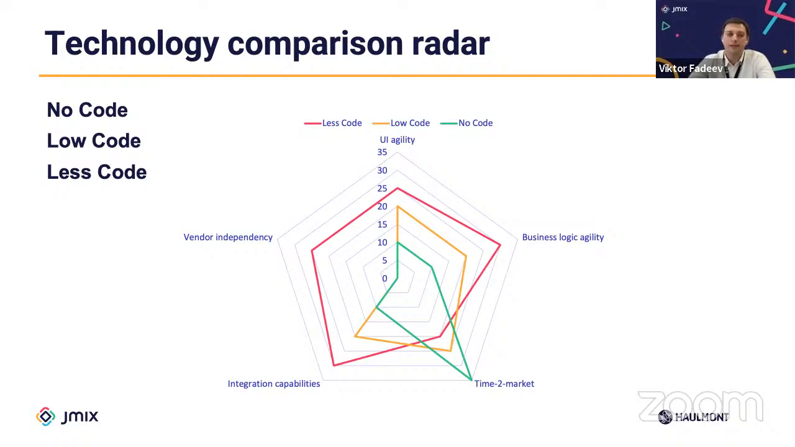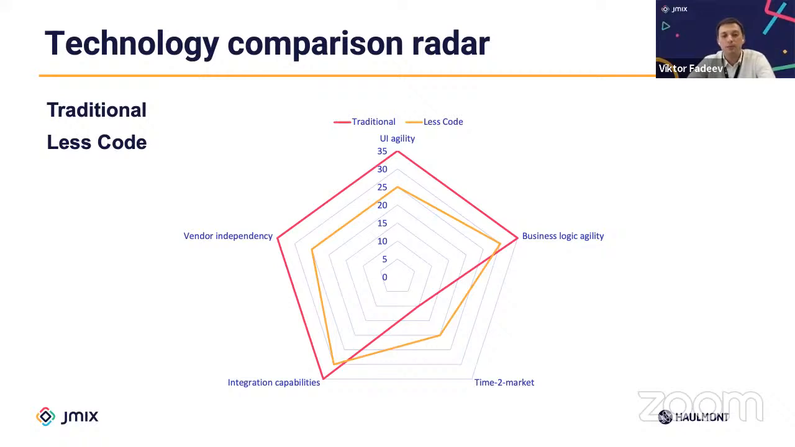And to finalize this comparison, I'd like to bring the traditional approach here, on the same diagram. You can see that the traditional approach, which can be already used in your company, gives total freedom and the maximum score in UI agility, business logic agility, vendor independence, and integration capabilities.